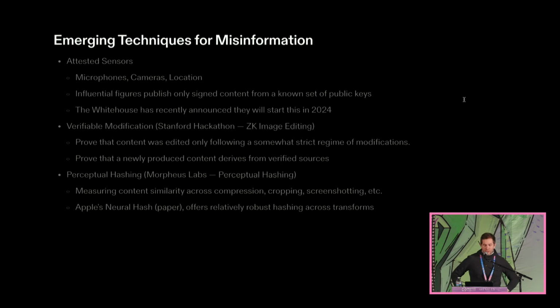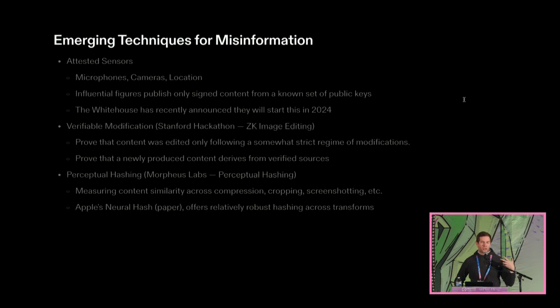And then on misinformation, some emerging techniques. So one is attested sensors. That's microphones, cameras, location data. You can actually, in the hardware of the device, create a signed production of content and use that signature to verify that it came from a trusted public key. So influential figures are probably going to start publishing most of their content from signed devices only. And recently we saw the White House announce they'll start doing this in 2024. That helps, but it doesn't actually solve the whole problem.